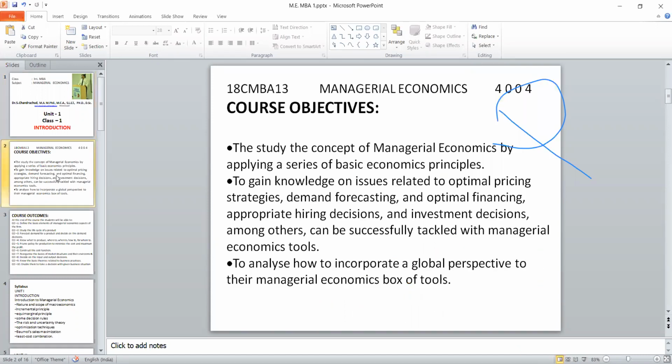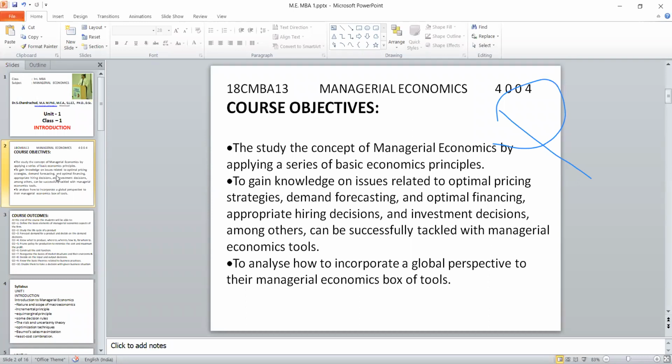There are three objectives. Number one is we should study the concept of basic principles in managerial economics. There are five fundamental principles like incremental principle, opportunity cost principle, least margin, discounting principle, like that. So first we should know what the basic principles involved in managerial economics are.